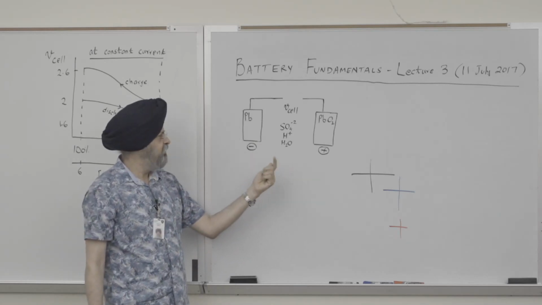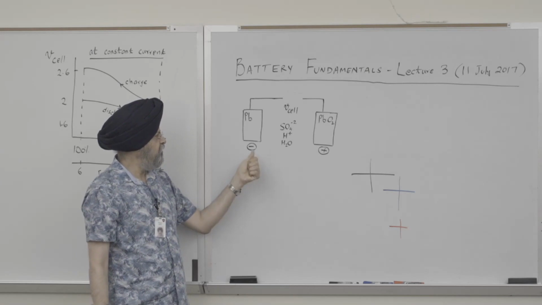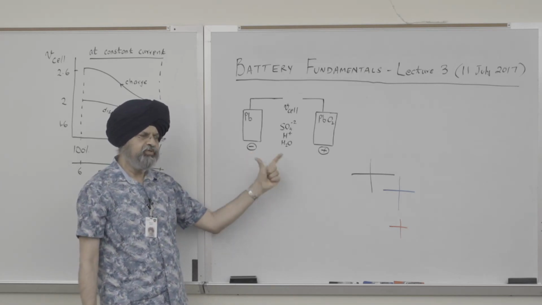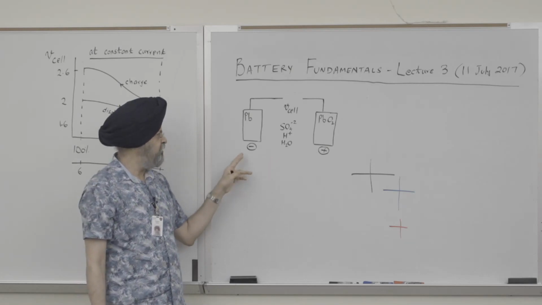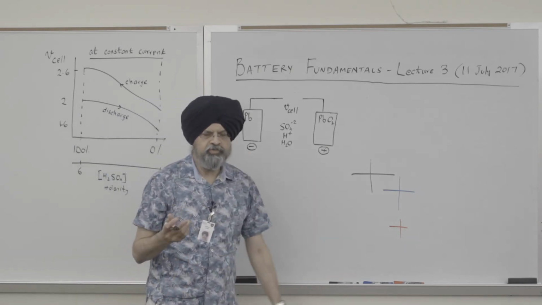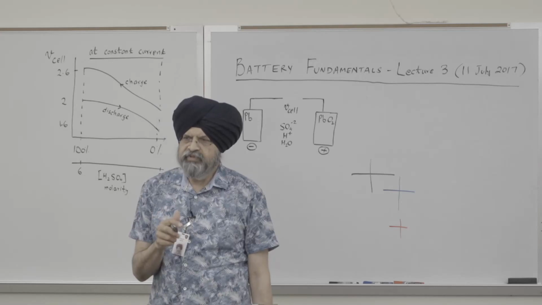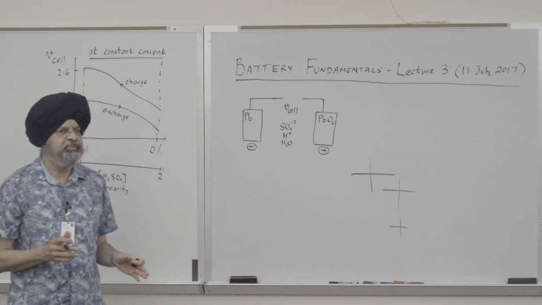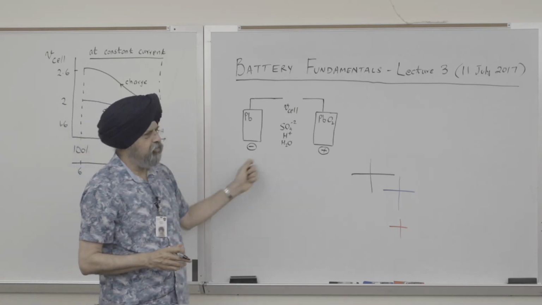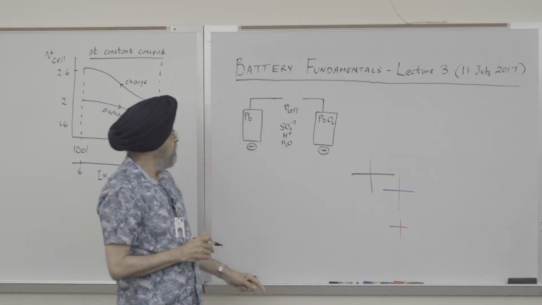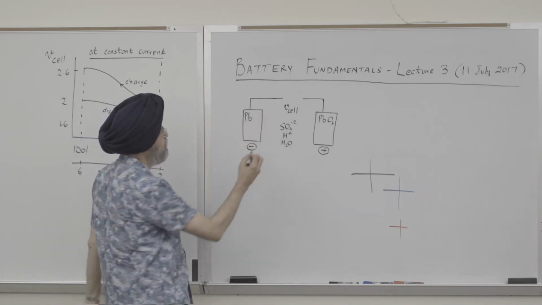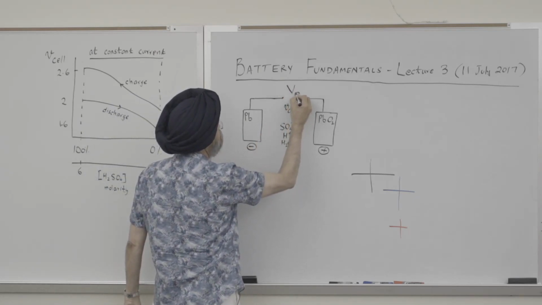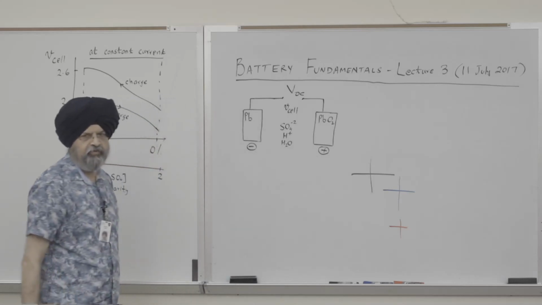During discharging, this would be anode. During charging, this will be cathode. So they flip. So it's better to use the term negative, positive. Also, if you look in your batteries, there's always a positive terminal and a negative terminal. So those terminals don't change, but the anodic and cathodic reactions change. So let's see. So we have an open circuit. So we have this VOC, the open circuit voltage.